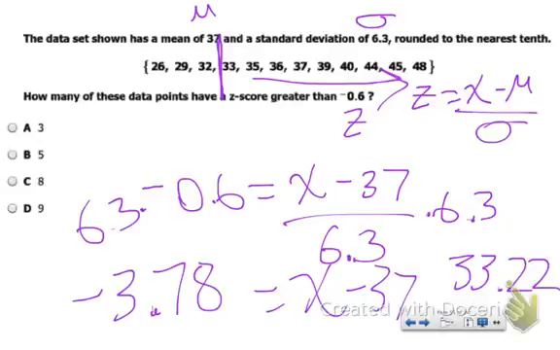Okay, so then we just have to count. 1, 2, 3, 4, 5, 6, 7, 8, 9. So there are 9 data points with a z-score greater than negative 0.6.